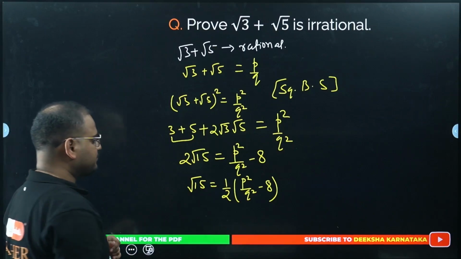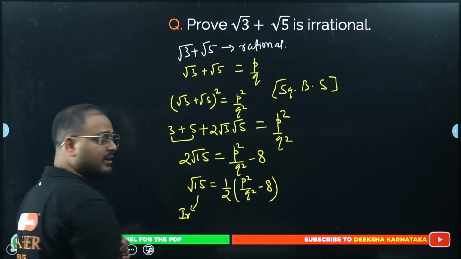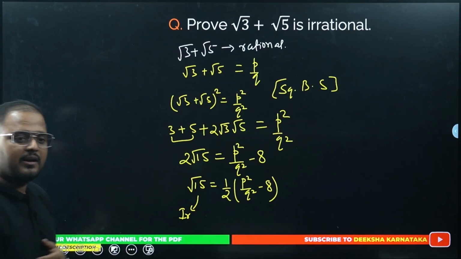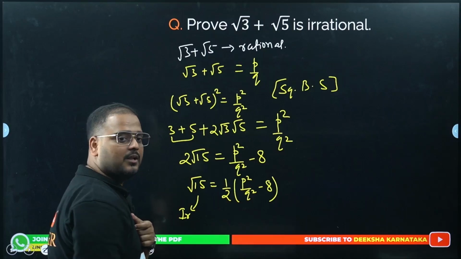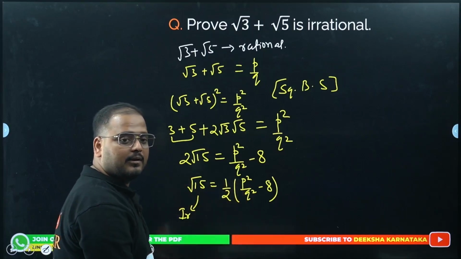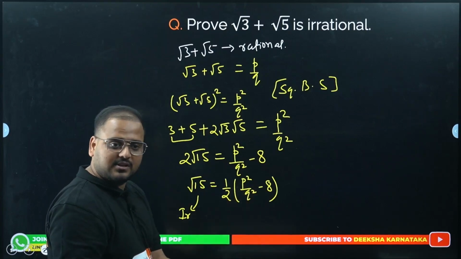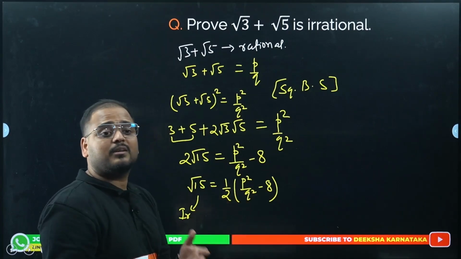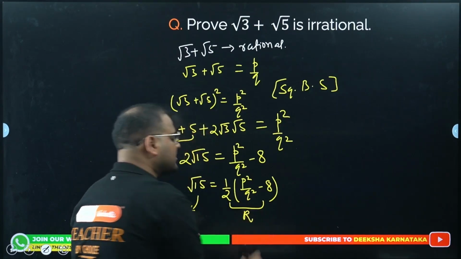Now compare. This side is what? LHS is what? Irrational. Root 15 is irrational. What about RHS? 1 by 2 is rational. P square by Q square is rational. 8 is rational. Subtraction of rational numbers will give me a rational number. Multiplication with another rational number will give me a rational number. So RHS is again rational.